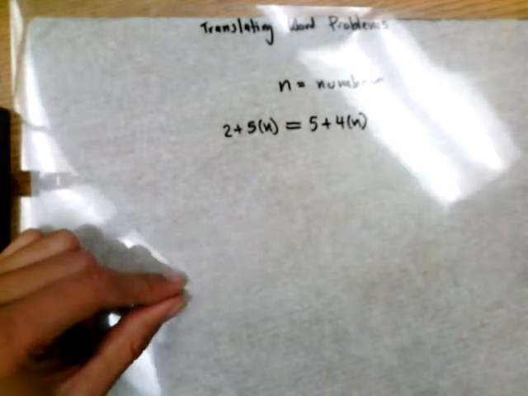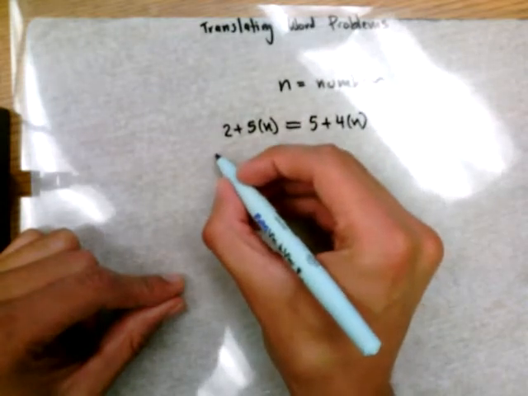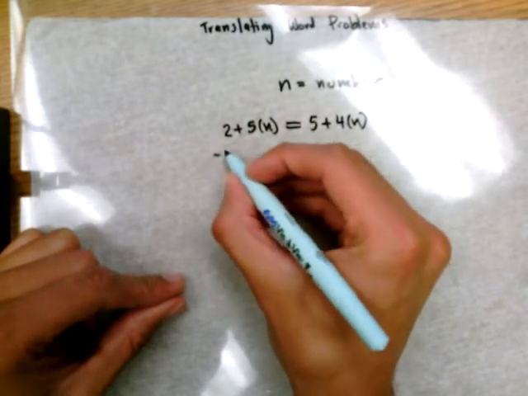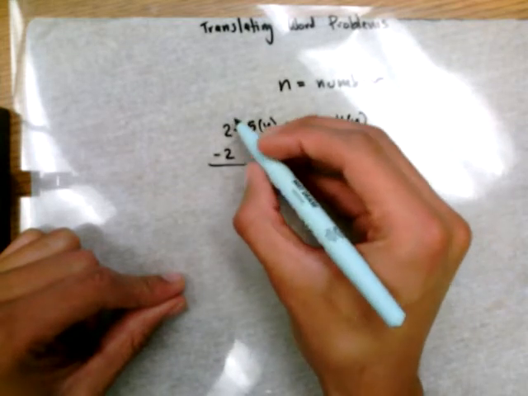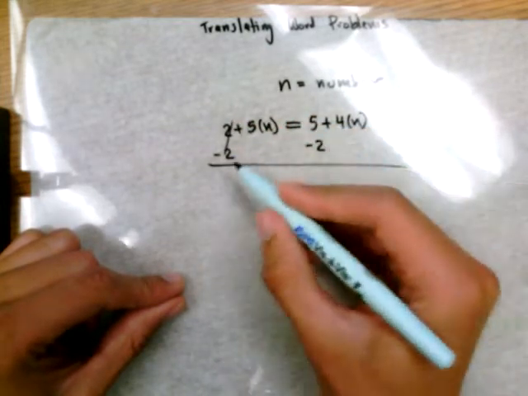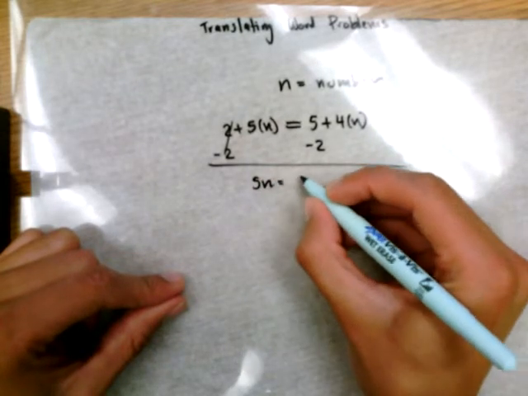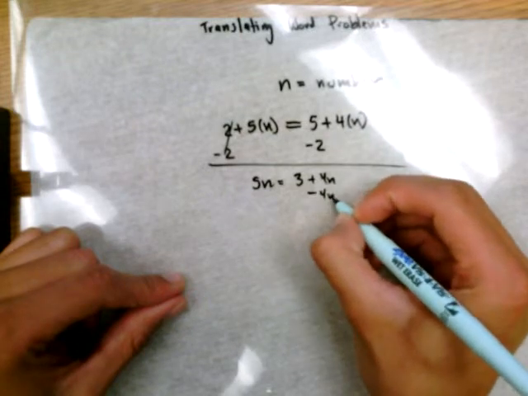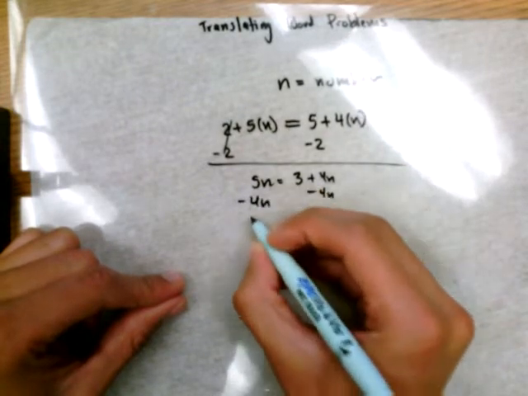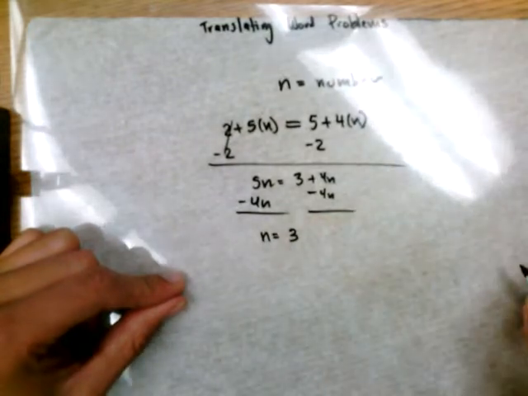Now all we are asked to do is solve this. So now we're just going to go along and solve it like a regular equation. We want to get our variables on one side and our constants on the other. So I start by moving 2 over to the other side. I have 5n is equal to 3 plus 4n. Now I want to have my variable on one side, and then we're left with just n is equal to 3.